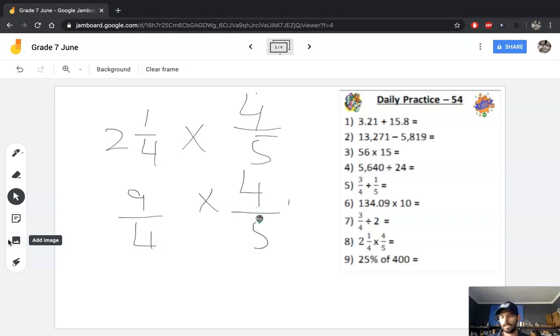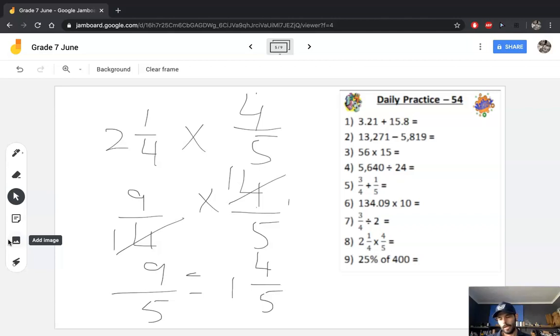And now I can see, hang on, I can cancel those two 4's out, because 4 goes into 4. Okay, so now my numerator leaves me with 9 times 1 is 9, and the denominator 1 times 5 is 5. And if you needed to convert that to a mixed number, that's 1 4/5.